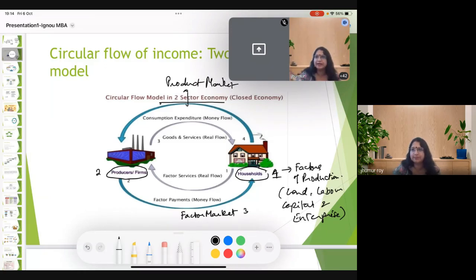What is a factor market? Factor market is a place where, if you have land and you want to give it for rent, you will put it up. Similarly, if you want to work, you will come to the factor market and say, okay, I want to work. Now, many times this factor market is not one marketplace where you buy and sell things.